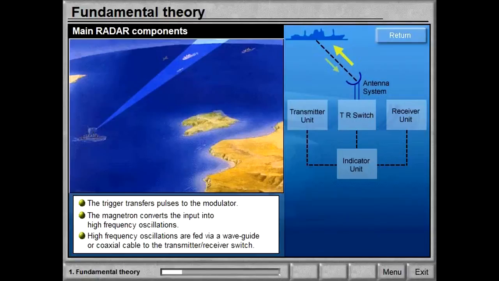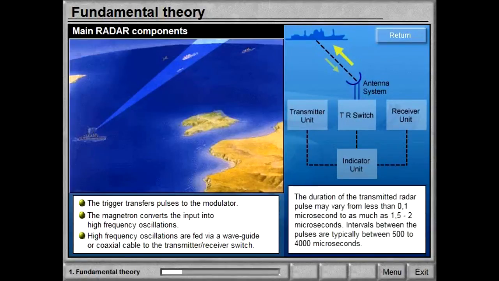Because the waveguide is shared for both transmitting and receiving, a transmitter-receiver switch is used. Its function is to act as a switch, to allow the transmitted oscillations out through the antenna, while blocking the signal to the receiver. When the radar echo signals return, its function is reversed, so that the signal passes to the receiver, while stopping outgoing signals from the transmitter.